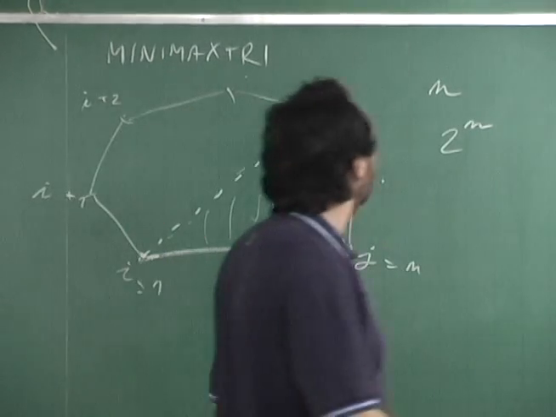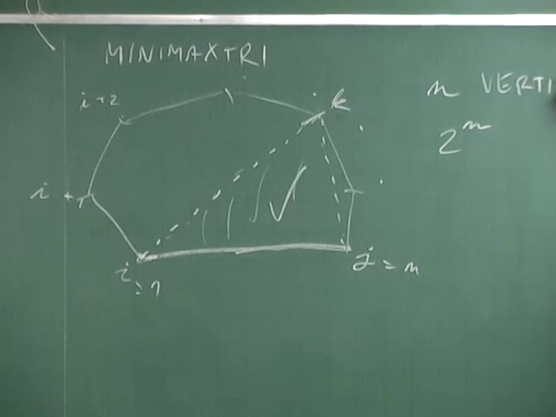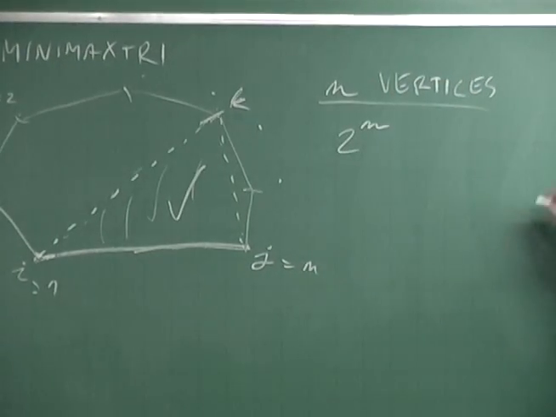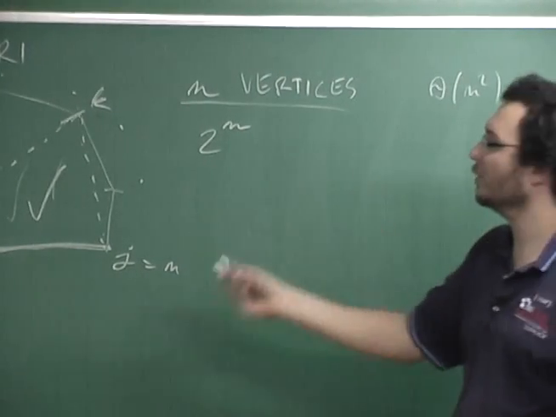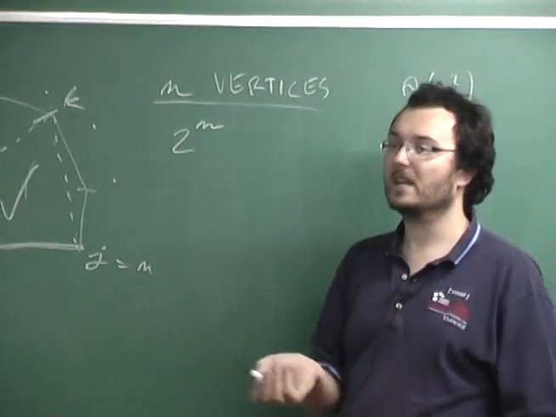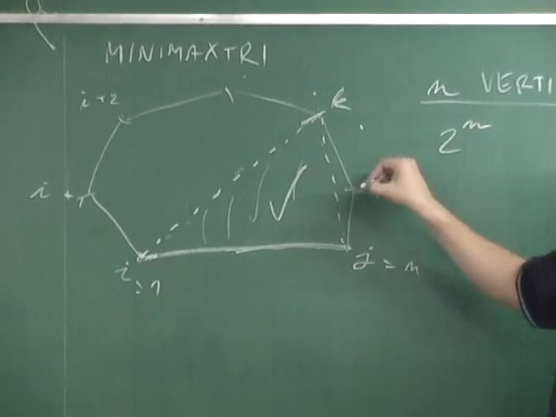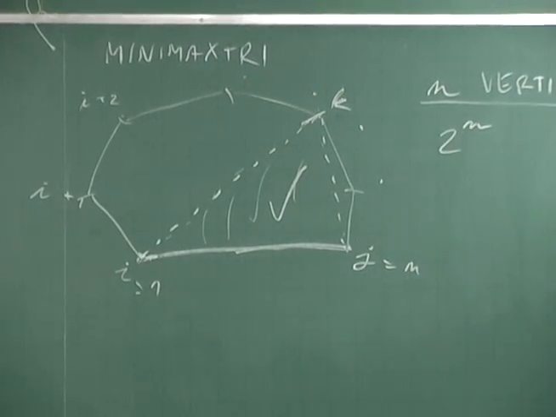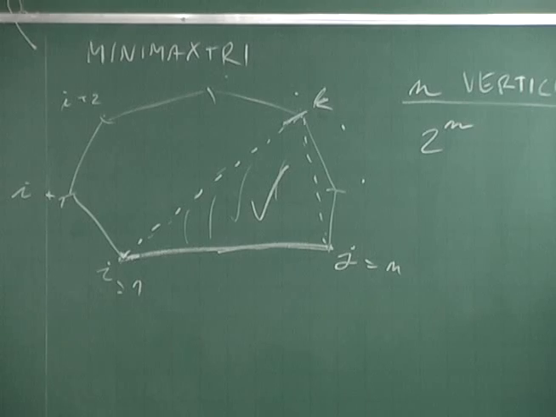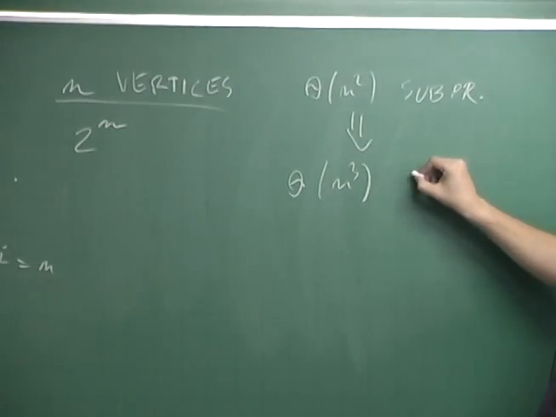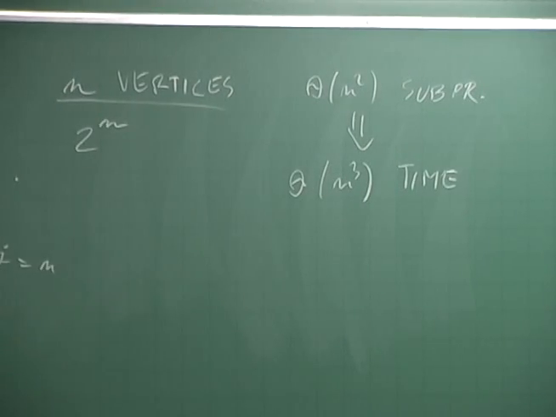To make this complete, the time complexity estimate: if we had n vertices, then there are order of n squared subproblems, because each subproblem is determined by its beginning and its end. And to solve one such subproblem, we have to try order of n possibilities. So once again, the time complexity is cubic in the number of vertices.